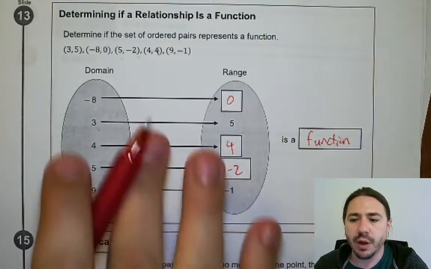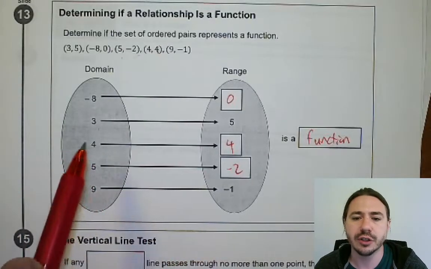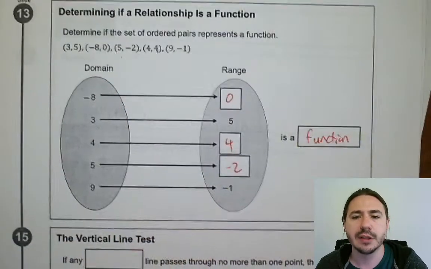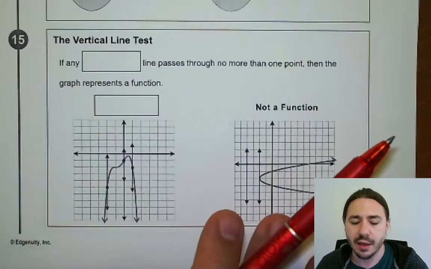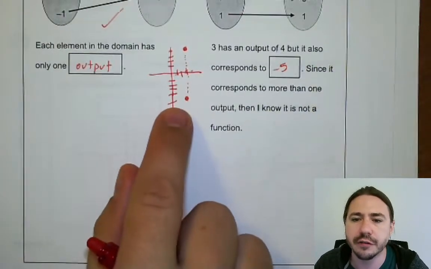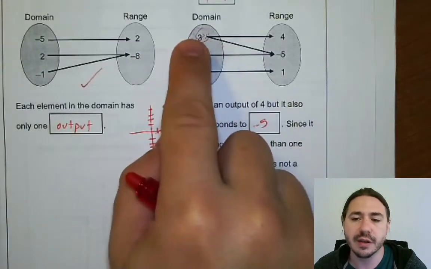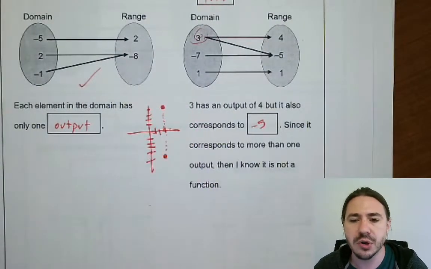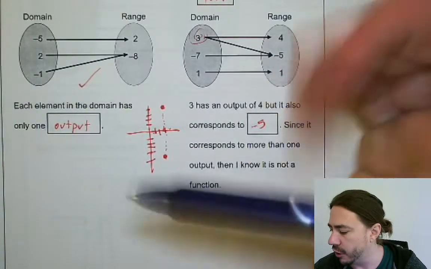Now, hopefully at this point you understand how to determine if you have a function, if you have a mapping diagram or a table or a list of ordered pairs. But there is a shortcut to determining whether or not something's a function if you're given a graph. Let me go back to the first page about determining whether or not it's a function. We said this one was not a function because you had one input, 3, going to two different outputs, 4 and -5. Well, what you'll notice is that when that happens, you have 2 points that are vertically aligned.